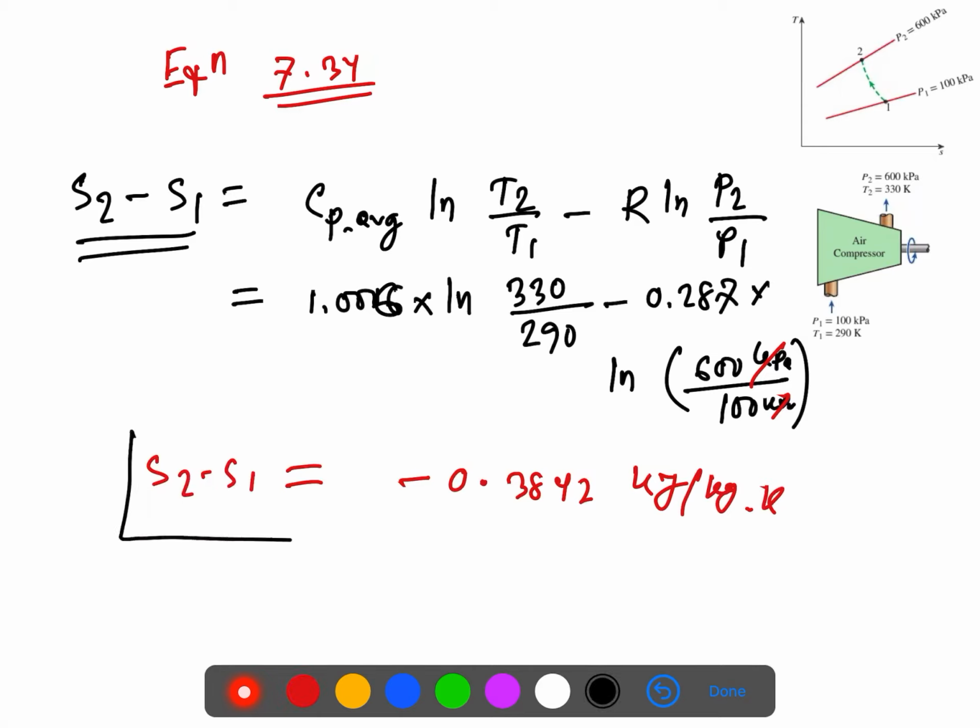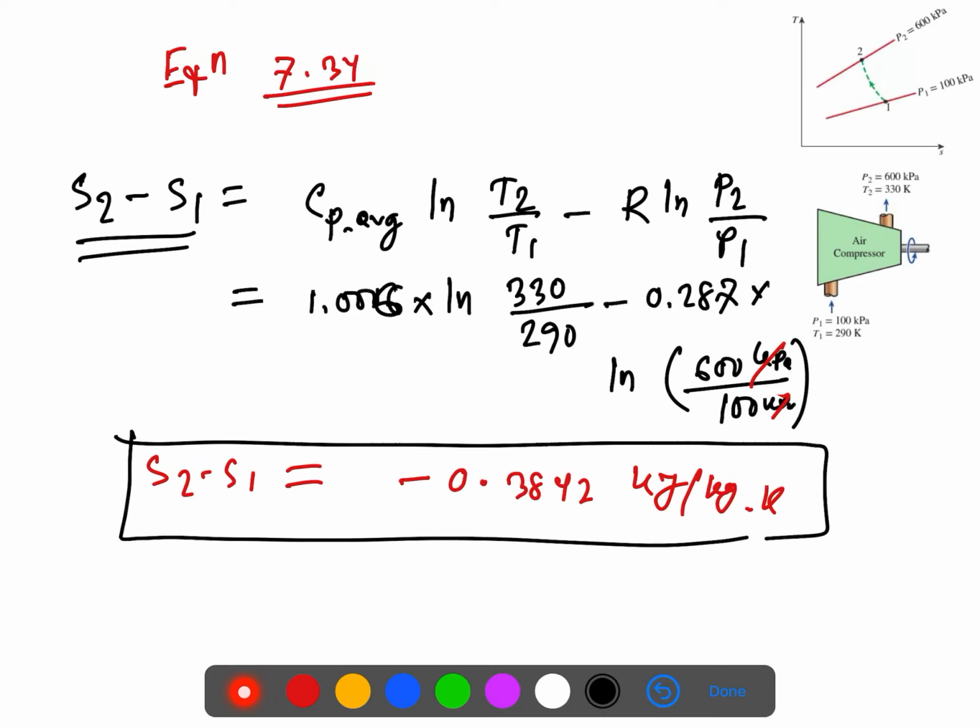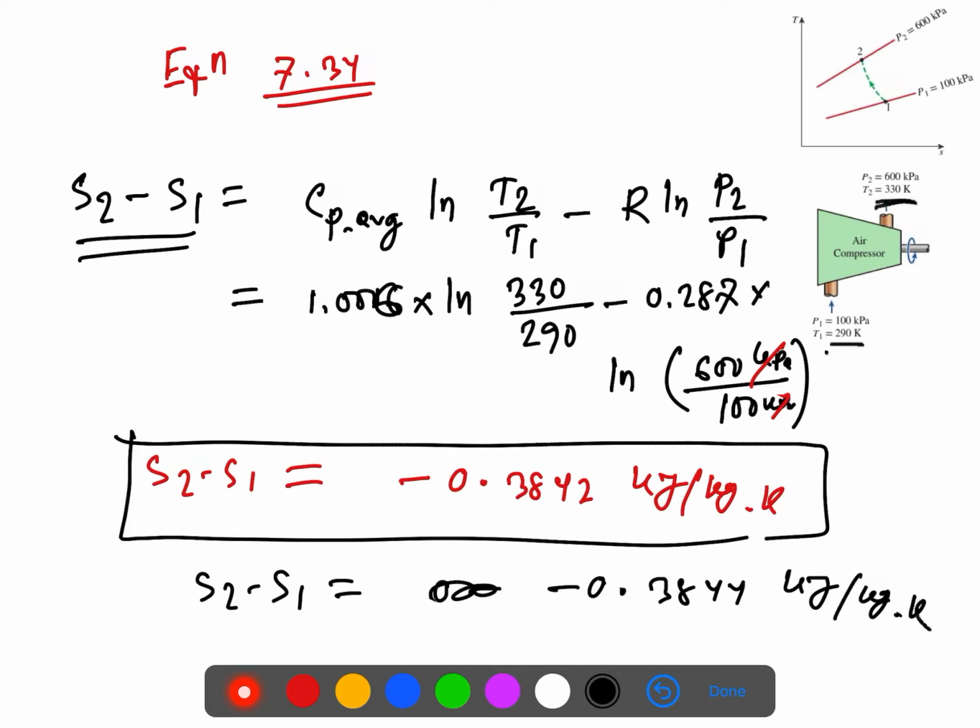This is what we got from the average specific heats, but when we used the property tables, then S2 minus S1 was negative 0.3844 kilojoule per kg Kelvin. So it is a negligible difference, because the temperature change here, 330 and 290, is very small, so that's why we're not getting any significant changes. But sometimes we can get significant change, and then we can use another equation that we will discuss during the lecture. So I believe you understand.